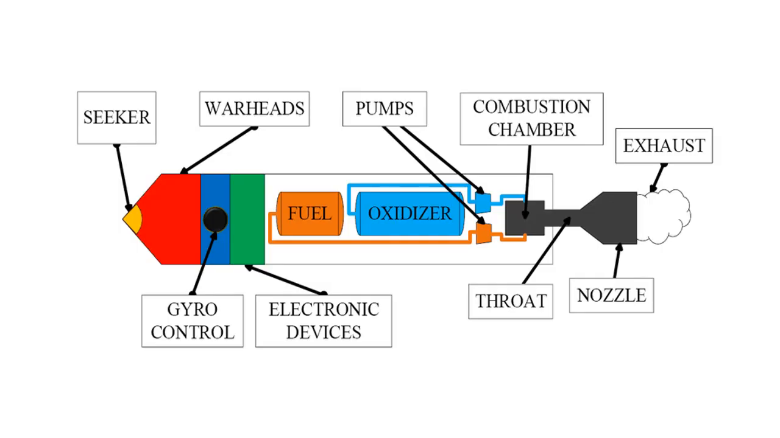This is also a very simple model of a rocket that looks like a missile, as there is a warhead, and if you look closely, there is a fuel tank and there is an oxidizer tank which are pumped by the two pumps and are mixed together in the combustion chamber. And then it is passed into the throat and is exhausted through the nozzle.